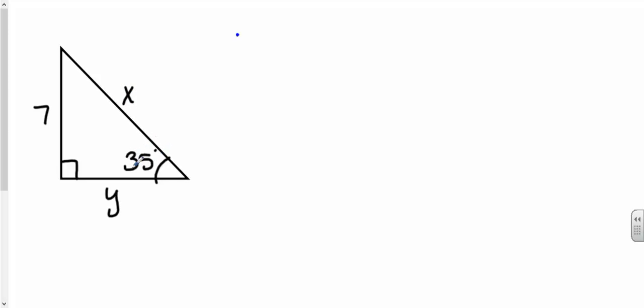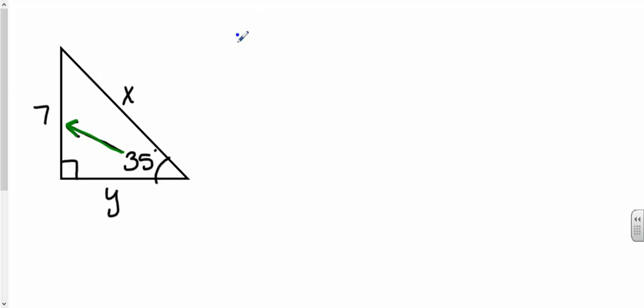So what I have is an angle. I'm given the side opposite to it. I know that the opposite side is 7, and I'm going after x, or the hypotenuse. So angle, opposite, hypotenuse, that's sine.